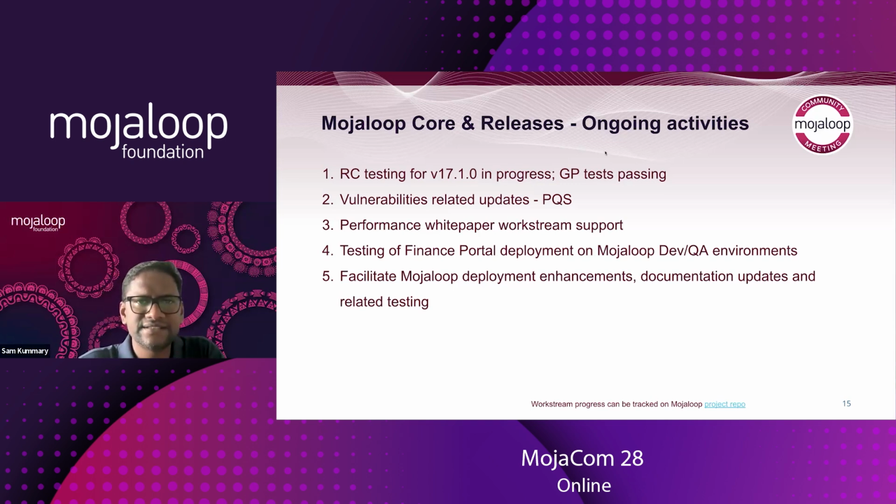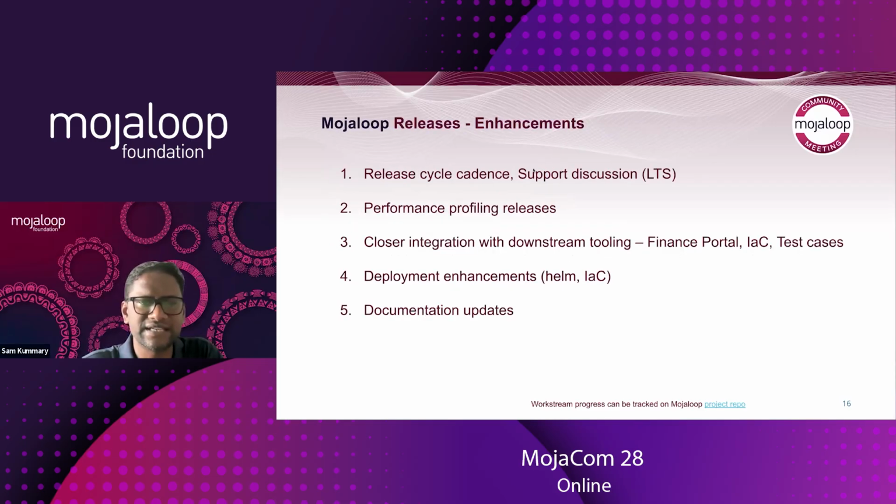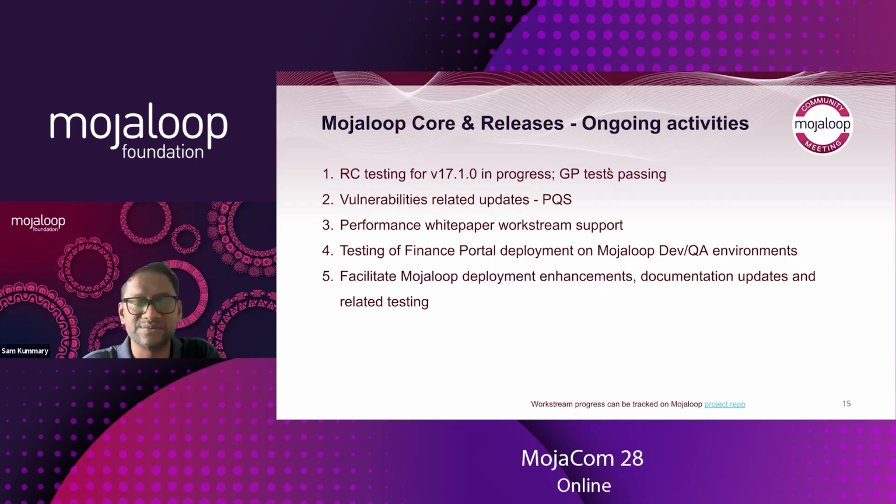Ongoing activities. On Mojaloop core releases, we have the release candidate testing ongoing this week, with the goal to publish it this week itself, if we don't find any regressions or issues, or if we are unable to fix them on time. The initial tests are passing, but we are yet to complete or conclude testing on all the scenarios part of the release checklist.